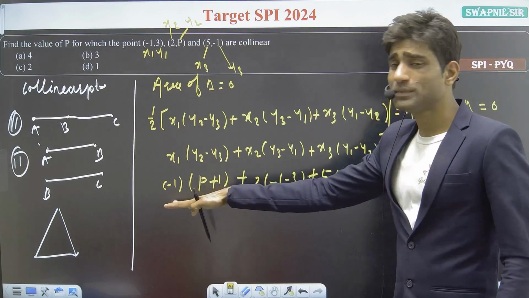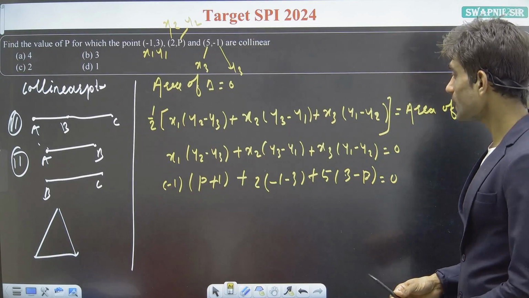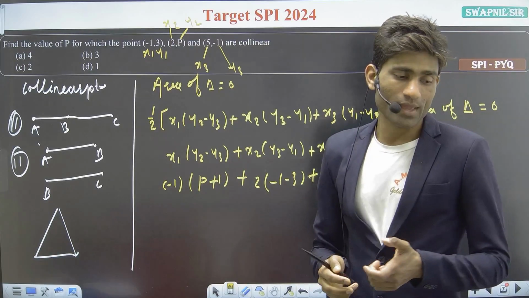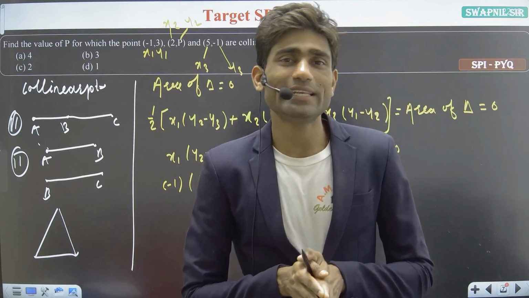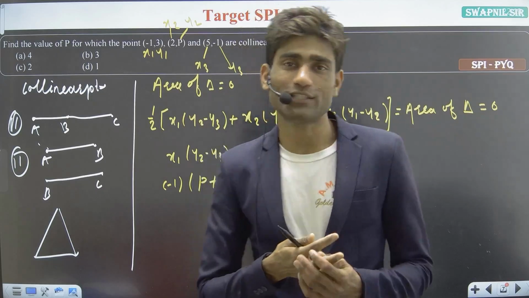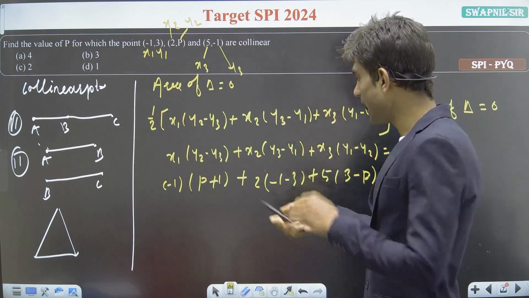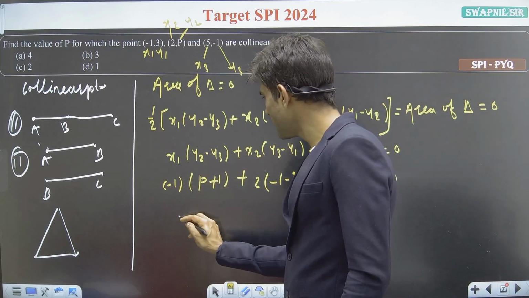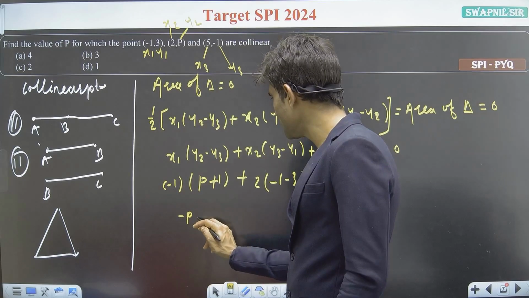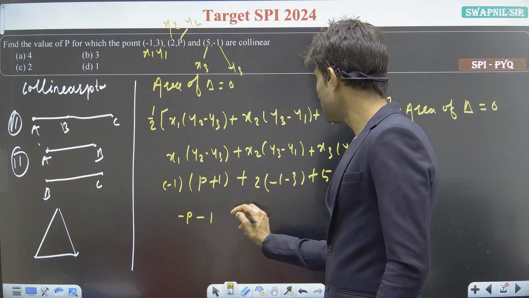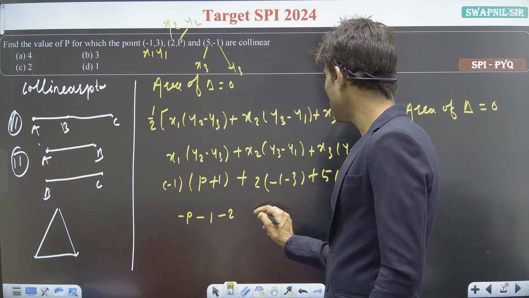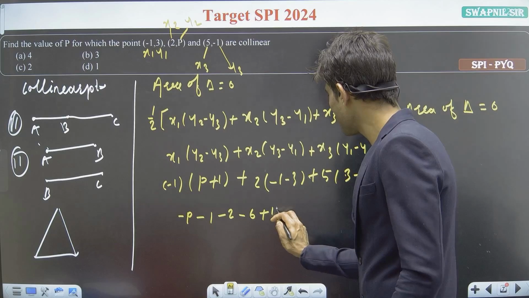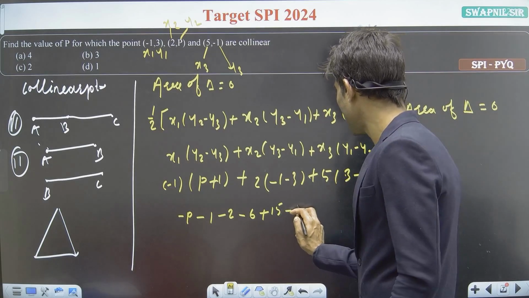Now observe our area of a triangle. It seems that only the term p is involved here. Whenever we have a single constant present in our equation, we can easily find the answer for that constant. Let's go for finding the value of p. So -1 into p, we write minus p. -1 into +1, we write -1. 2 into -1, we write -2. 2 into -3, we write -6. After that 5 into 3, we write 15. 5 into -p, we write -5p.